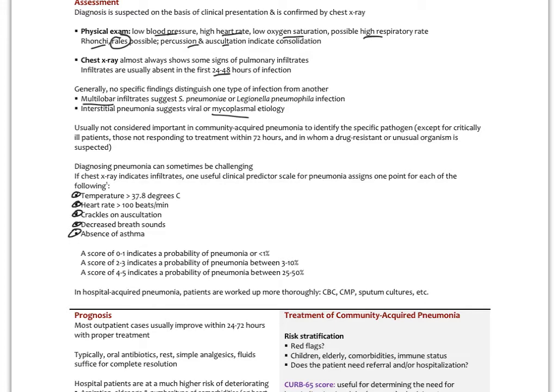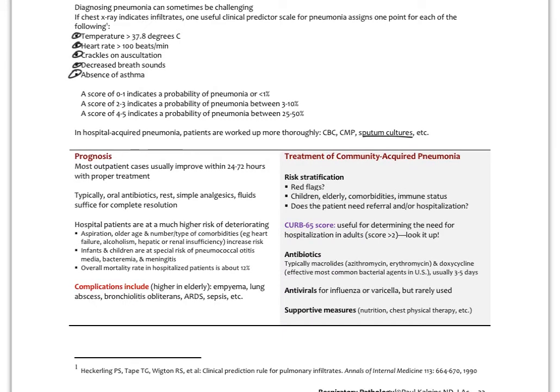If there's a score of 0 to 1, that's a very low probability, but if you get up to 4 to 5, you have a very high probability that this is pneumonia. In the hospital, the patients are given a more thorough workup. They do sputum cultures, they look at their blood counts and everything else. Now, most cases usually improve within a day or two with the proper treatment, and that's typically going to be oral antibiotics, rest, simple analgesics, fluids. Hospital patients are going to need a much higher level of care, and especially infants, children, and elderly are going to need a lot more care. And that's why the mortality rate in hospital patients is about 12%.